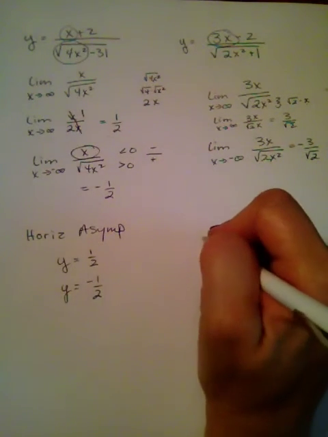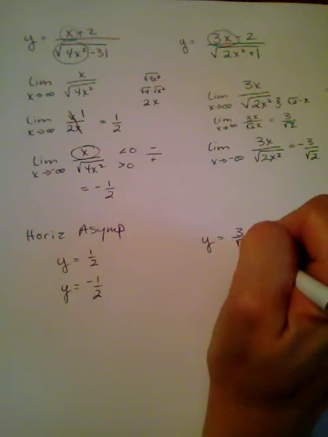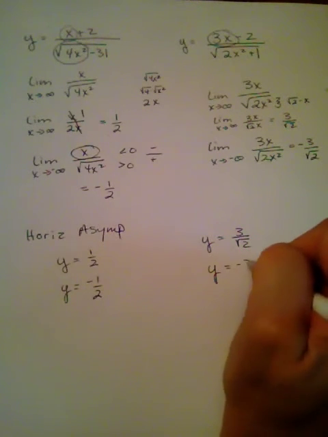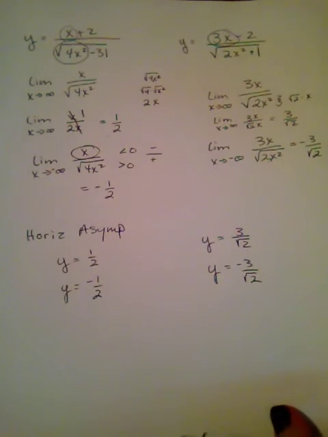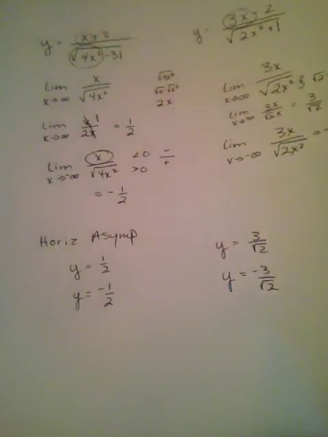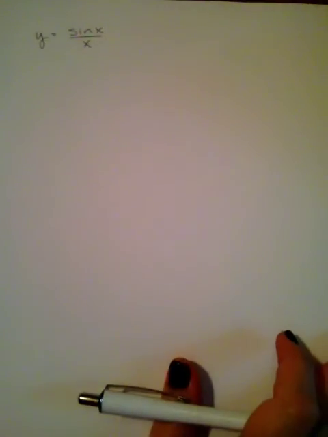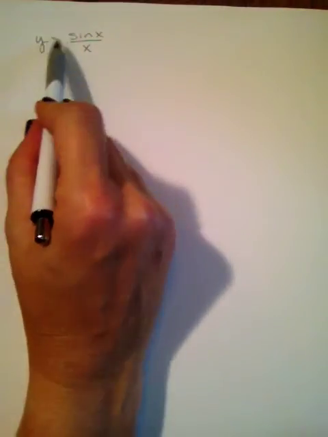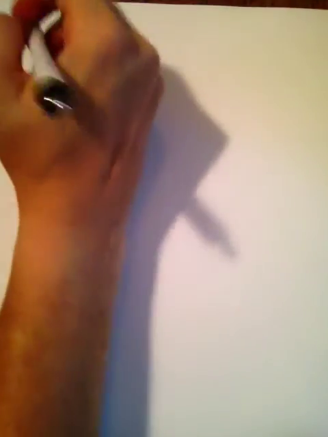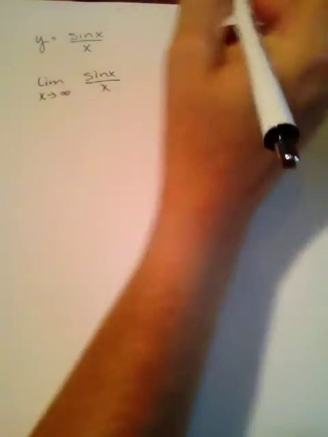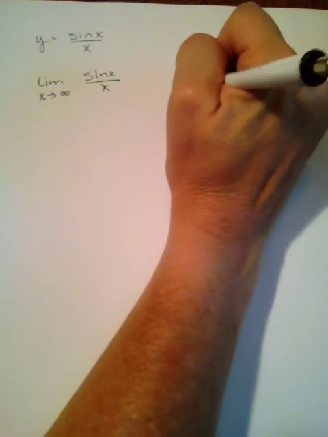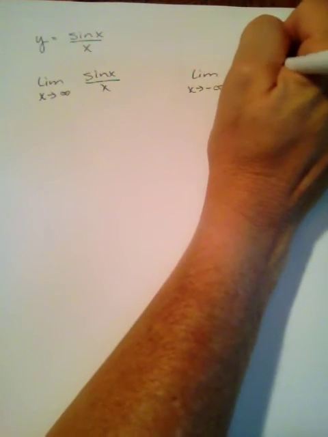So again, this has two asymptotes, y equals 3 divided by the square root of 2, and y equals negative 3 divided by the square root of 2. So we have two asymptotes for each of those. Now, one last problem to look at where your algebra skills might fail you. You have y equals sine x divided by x. So you think, I'm going to take the limit as x approaches infinity of sine x over x, and the limit as x approaches negative infinity of sine x over x.